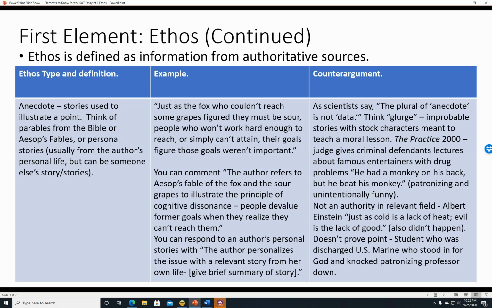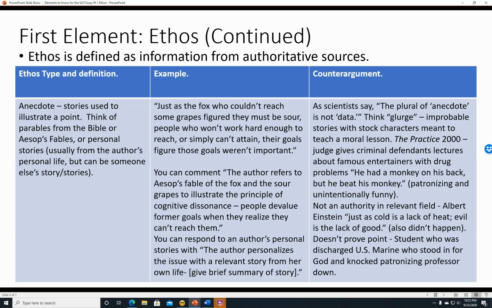Albert Einstein, even if he did give that little speech, just as cold is a lack of heat, evil is the lack of good, it doesn't prove the point because Albert Einstein's an authority on physics, not theology, and that kind of goes from science to theology, so you don't have to believe what he says about the existence of God just because he's a really good physicist. Doesn't prove the point.